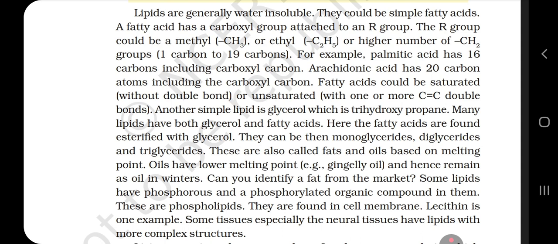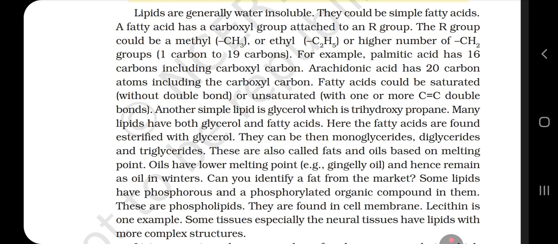Another simple lipid is glycerol, which is trihydroxypropane. Many lipids have both glycerol and fatty acids. Here the fatty acids are found esterified with the glycerol. They can be monoglycerides, diglycerides and triglycerides.